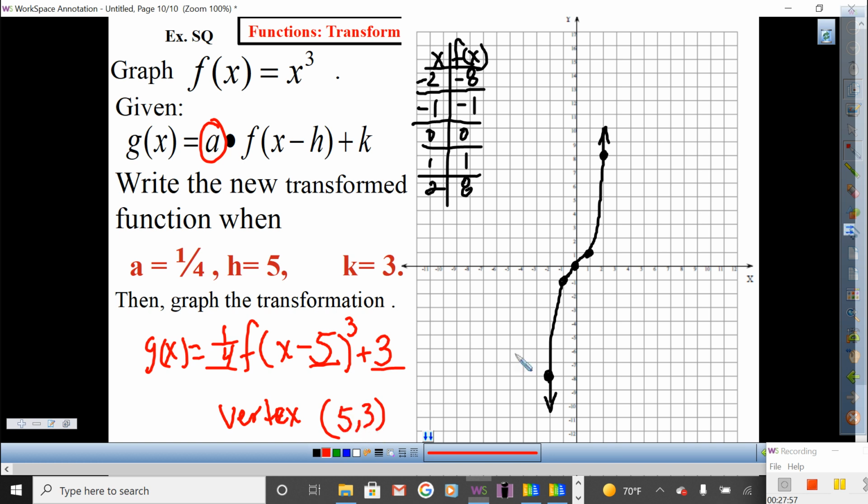5, 3. So let's plot our point there, 5, 3. And I'm going to stop right there, but do you know what to do for the 1/4? Yeah, you need to do a little table, graph that, and then move it according to the steps.